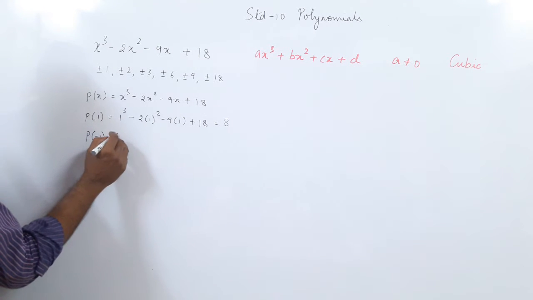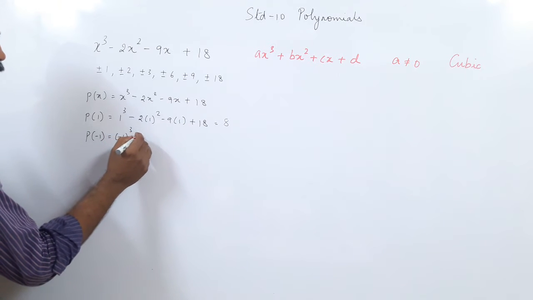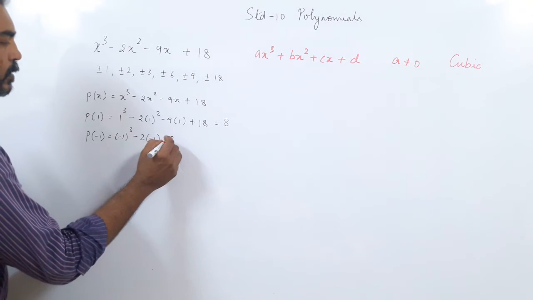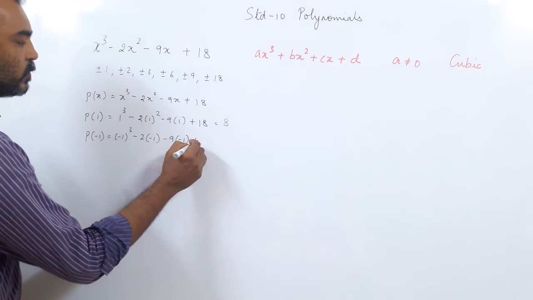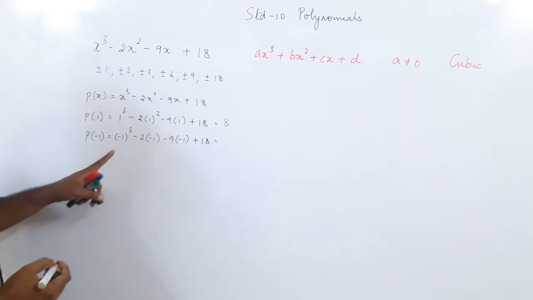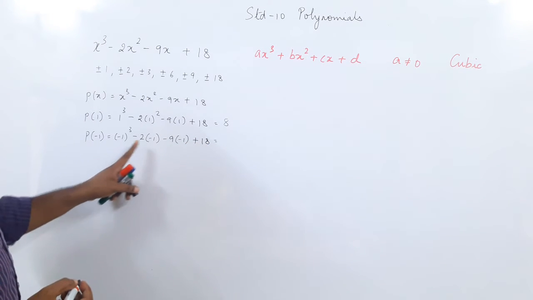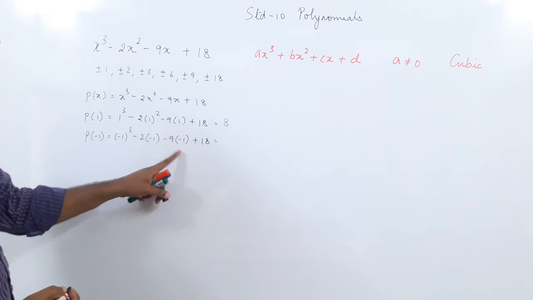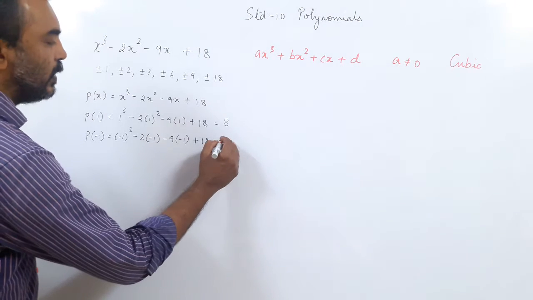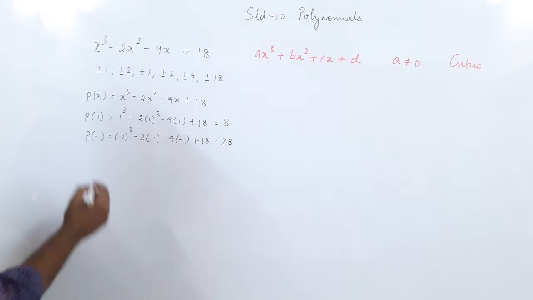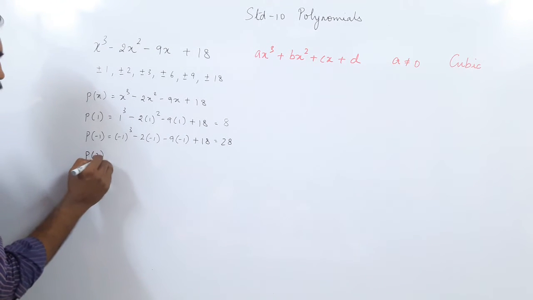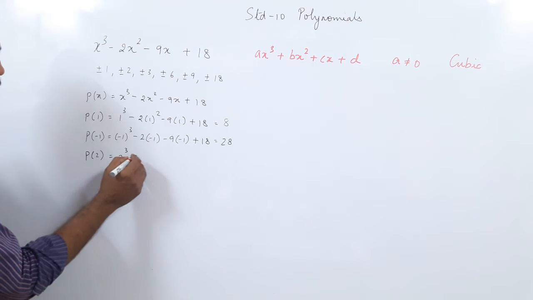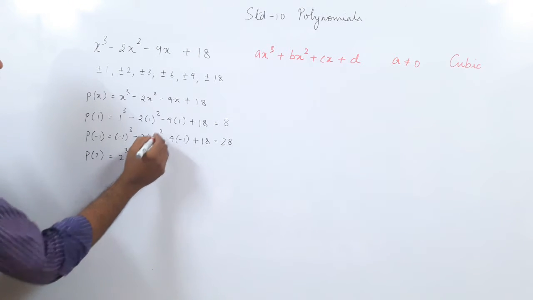Let us try p of minus 1. Minus 1 the whole cube minus 2 into minus 1 minus 9 into minus 1 plus 18. So minus 1 plus 2 is 1. 1 plus 9 is 10. 10 plus 18 is 28, which is not equal to 0. Then we will try p of 2. 2 cube minus 2 into, sorry, the square will come here.